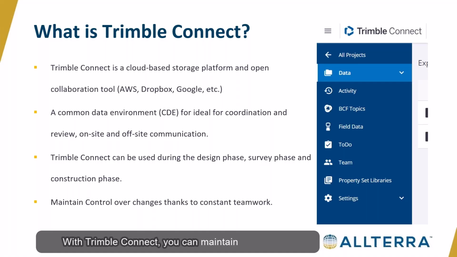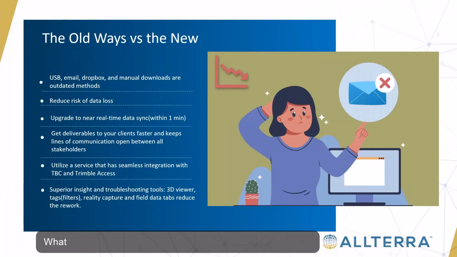With Trimble Connect, you can maintain control over changes, track progress, and ensure that all stakeholders, whether they're in the field, in the office, or working remotely, are on the same page and communicating efficiently. What are the differences between the old ways and the new? How will this workflow really change your world?